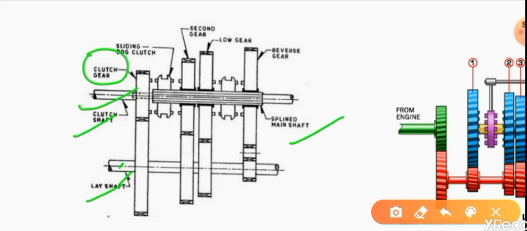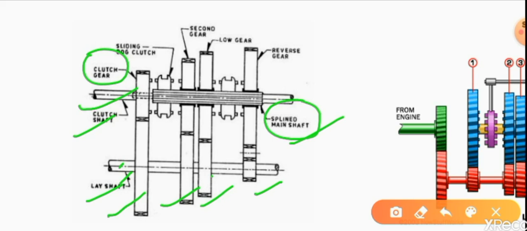On the lay shaft, these gears are mounted. These gears are rigidly fixed on the lay shaft. Next, the main shaft. This one is the main shaft. This main shaft is also called the output shaft. This output shaft plays a very important role.